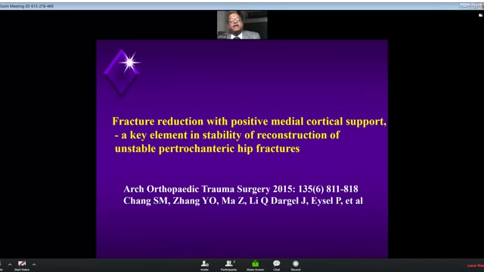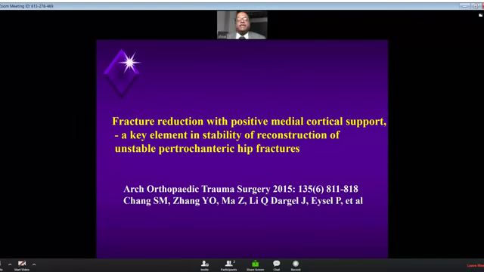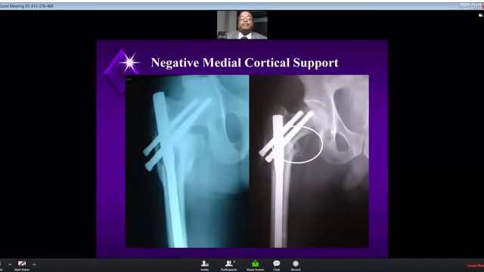which has been published recently. Fracture reduction with positive medial cortical support, a key element in stability of reconstruction of unstable trochanteric hip fractures, published in Archives of Orthopaedic and Trauma Surgery in 2015 by Chang, Zhang, Lee, and Dargel.